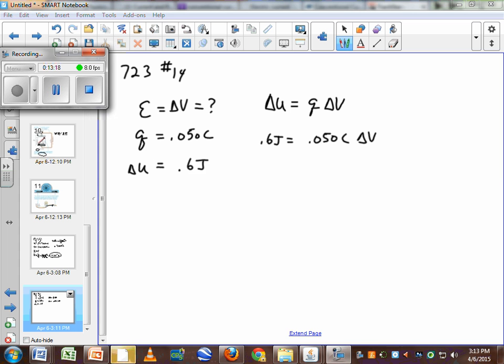And so our EMF, or our change of potential, equals 12 joules per coulomb, which is the same thing as a volt.